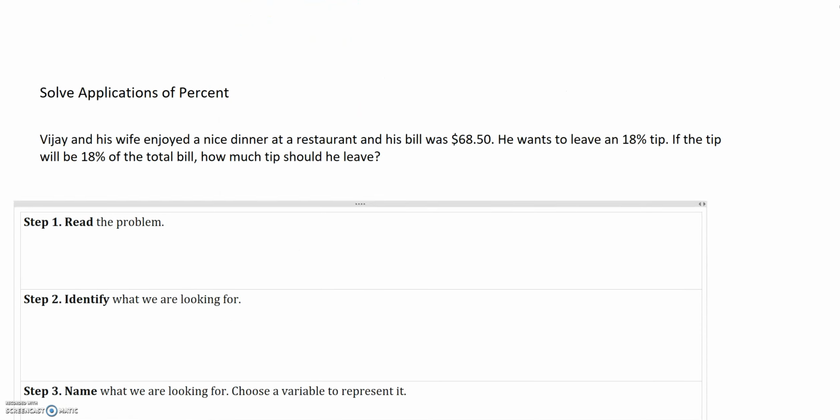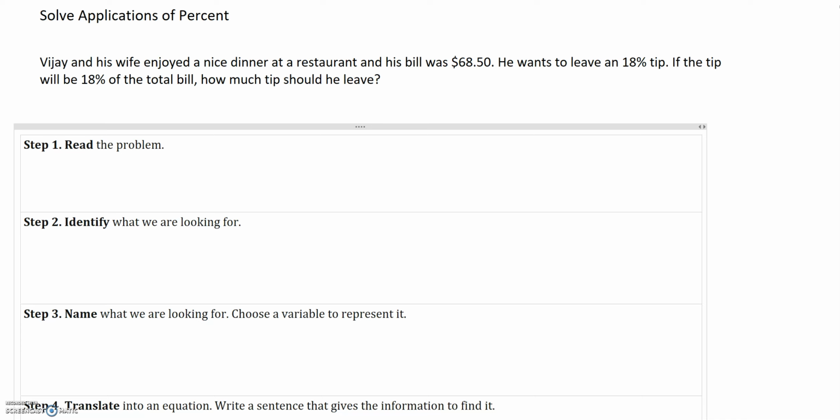We'll look at solve application problems, and it is to do with percents here. Vijay and his wife enjoyed a nice dinner at a restaurant and his bill was $68.50. He wants to leave an 18% tip. If the tip will be 18% of the total bill, how much tip should he leave?